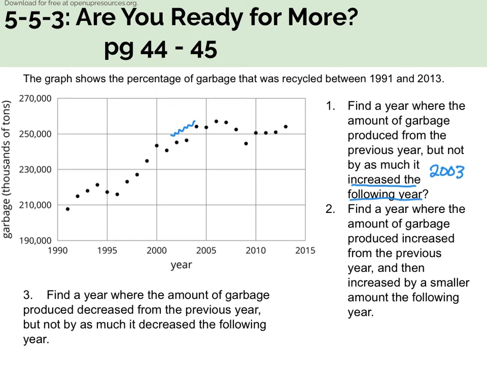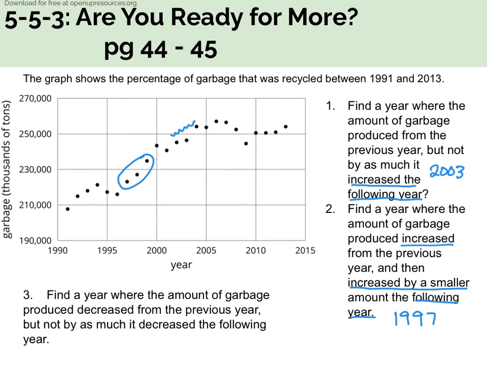Number 2, find a year where the amount of garbage produced increases from the previous year and then decreases by a smaller amount the following year. So we're having it as an increase from the previous year, then a smaller change the following year. Okay, looking at those, where did that actually happen? That kind of happens in this area. So where is that? 1997.